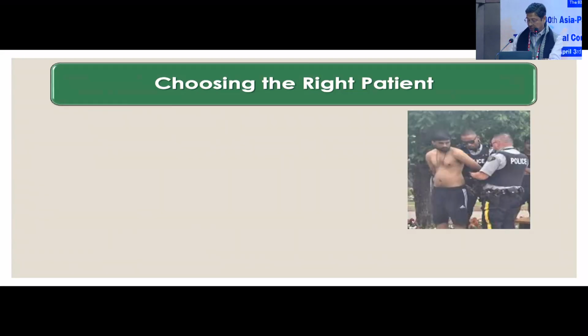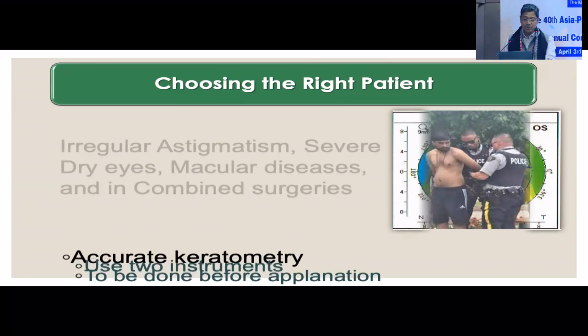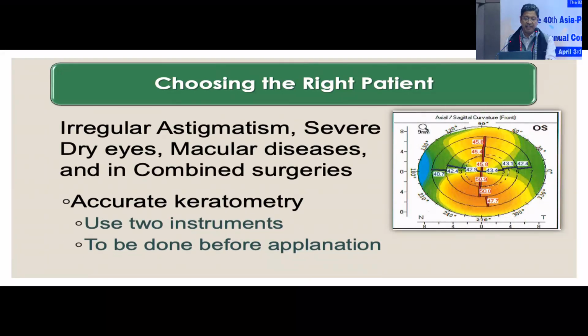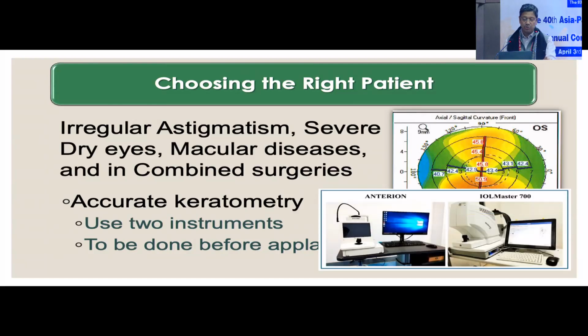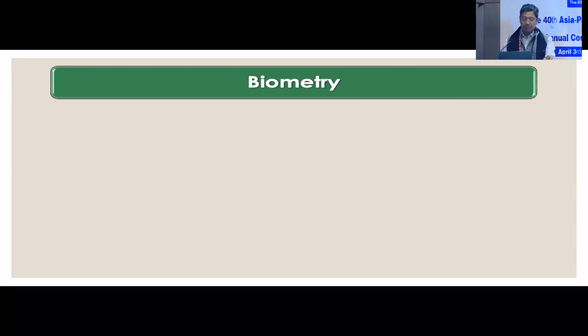So to achieve that, we have to choose the right patient for toric IOLs, and the first thing is to know who are not good candidates. Irregular astigmatism, severe dry eyes, macular diseases and combined surgeries are to be excluded. Keratometry obviously plays the most important role, and you must use 2 instruments. Make sure that the results are similar, and do it before you do applanation tonometry, either with optical or 2 instruments at least. Biometry does play a very important role.